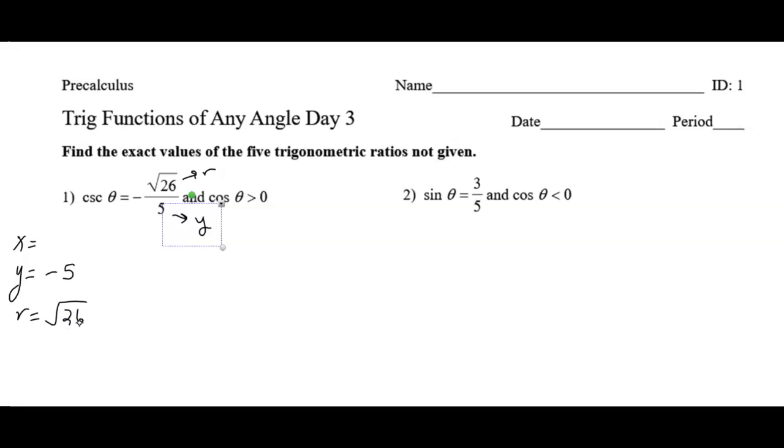And then we're going to have to solve to get the x value, because as long as we have x, y, and r, then we can find all 5 of those trig ratios. So you just do your x squared plus y squared equals r squared, and you fill these in. So x squared, we don't know x, y squared, so I'm going to square my y value, which is 25. And then r squared, if you square the square root of 26, you get 26.